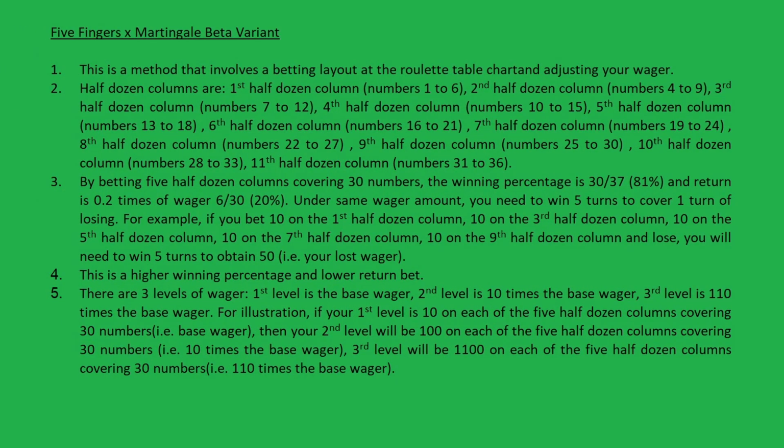5 fingers x Martingale beta variant. 1. This is a method that involves a betting layout at the roulette table chart and adjusting your wager.